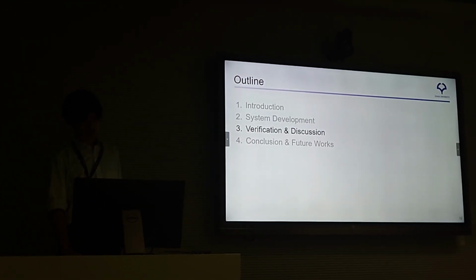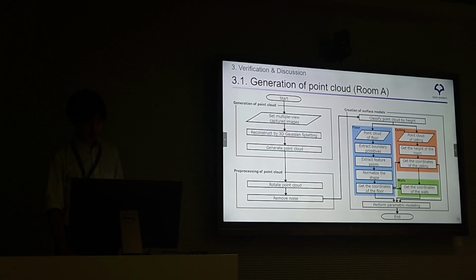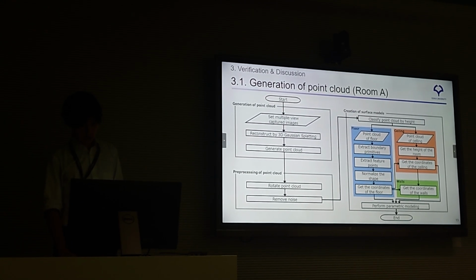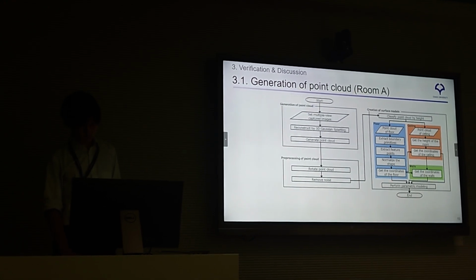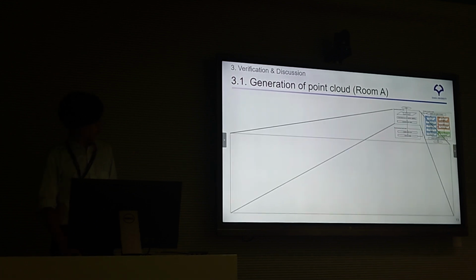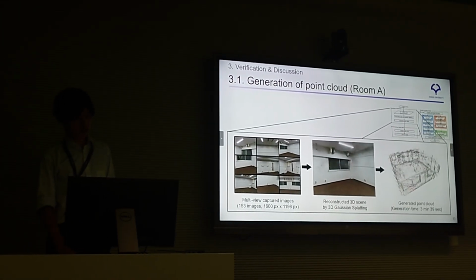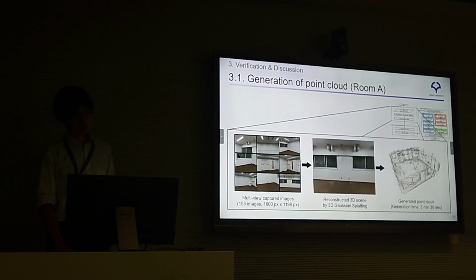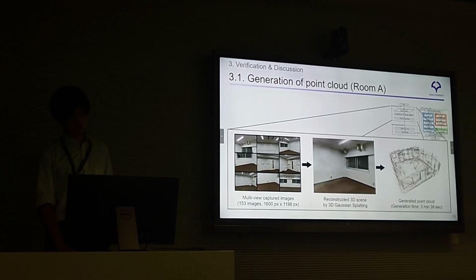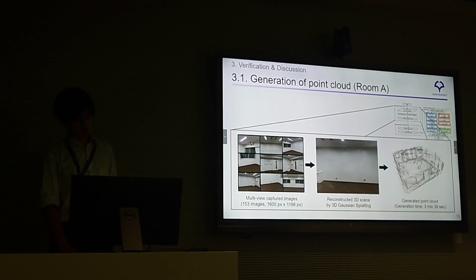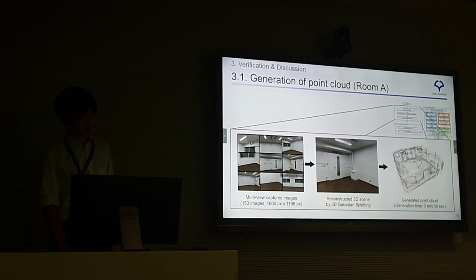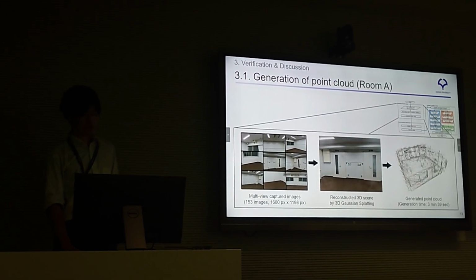Next section is the proposed method. I briefly explain each step. In the first step, images of the indoor space are taken from multiple viewpoints using a camera, and these images are used as input for 3D Gaussian splatting. It is assumed that there are no objects in the room when taking the pictures.